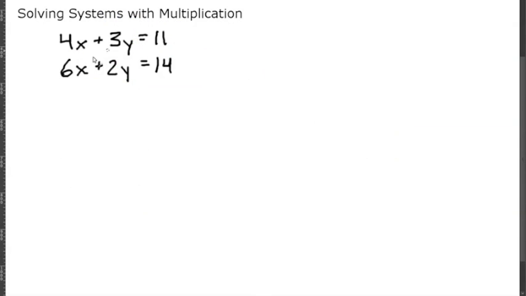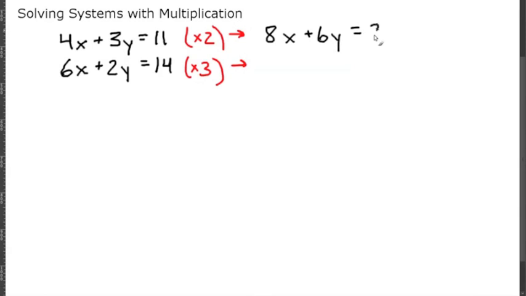In some cases, such as this system of equations, we're going to have to multiply the top and the bottom by some number to get the variables to cancel out. Say I want to cancel out the y's. Well, 3 and 2 do not go into each other evenly, but they both go into 6 evenly. So for the top, we would multiply everything by 2 to get to 6, and the bottom, we would multiply everything by 3. So our new system of equations is going to be 8x plus 6y equals 22.